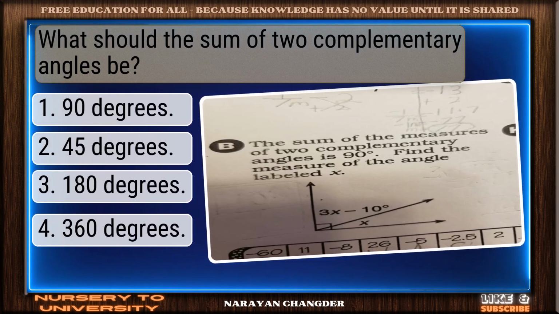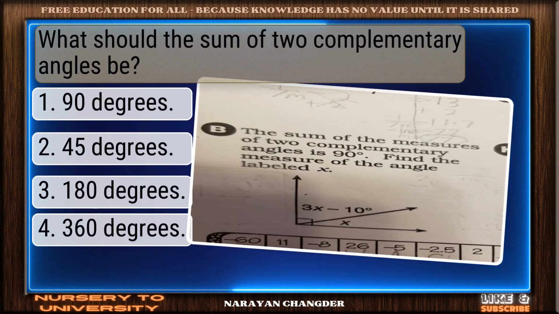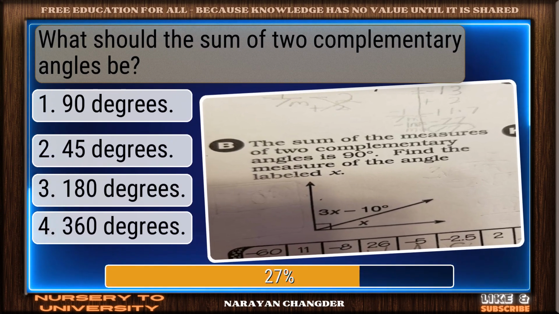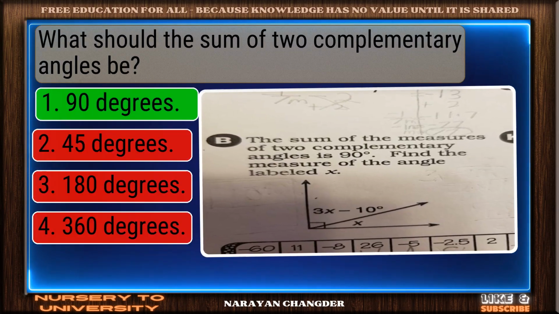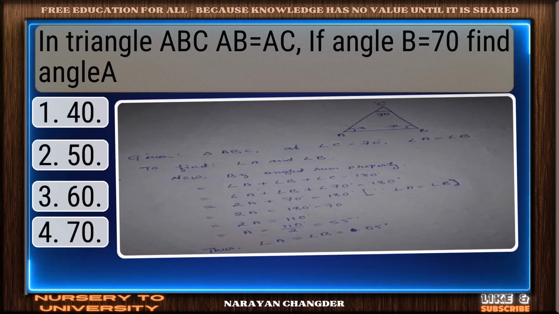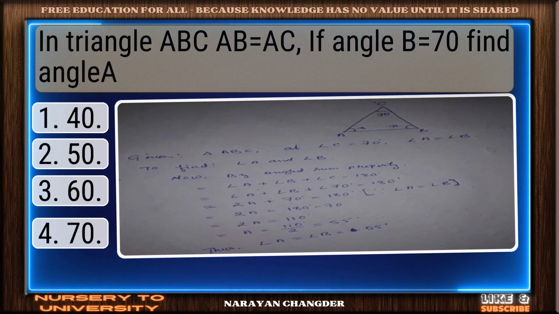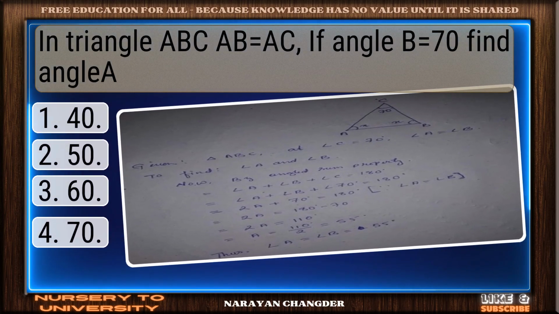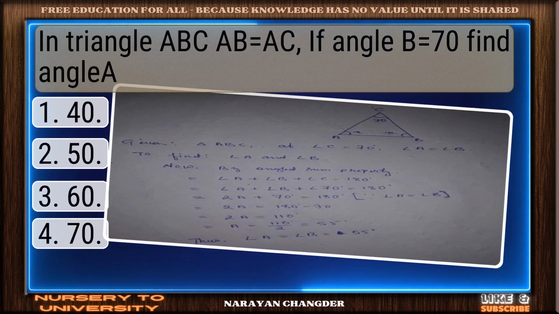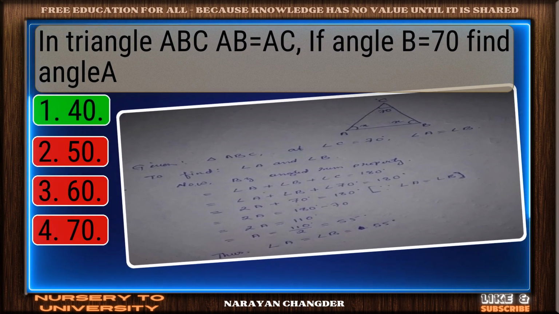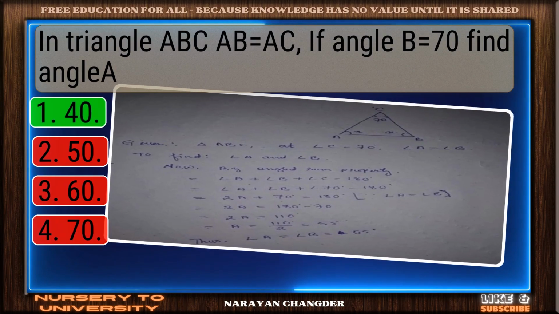Question number 59. What should the sum of two complementary angles be? Nice work. You chose 90 degrees and it is correct. Question number 60. In triangle ABC, if angle B equals 70, find the angle. You got it. Your choice, 40, is right.